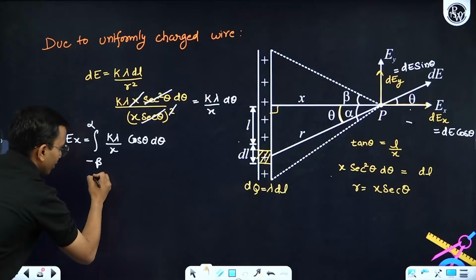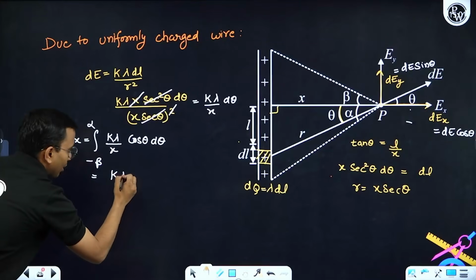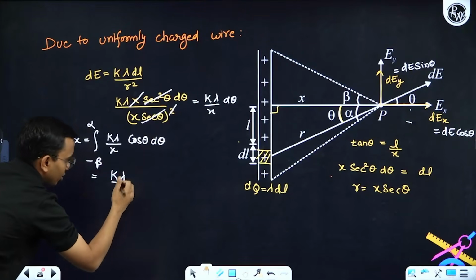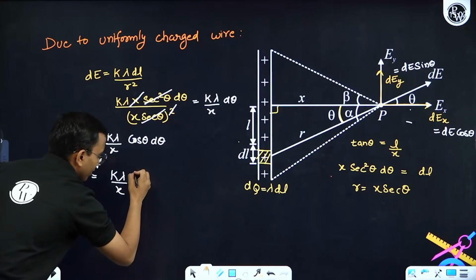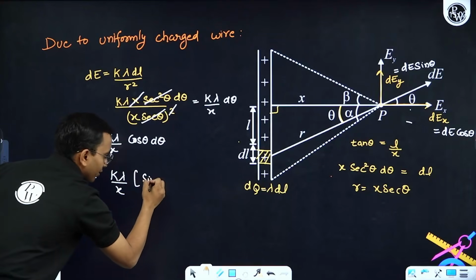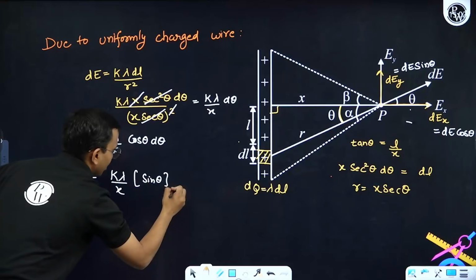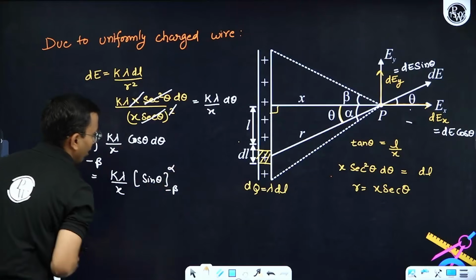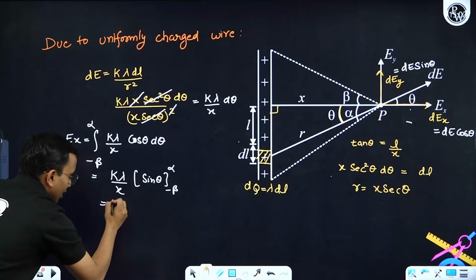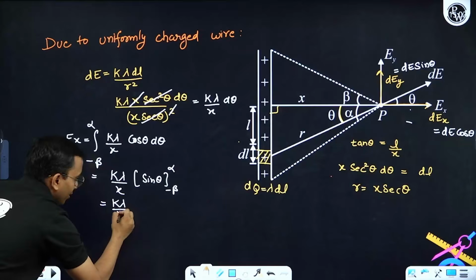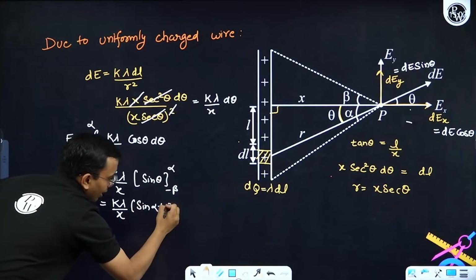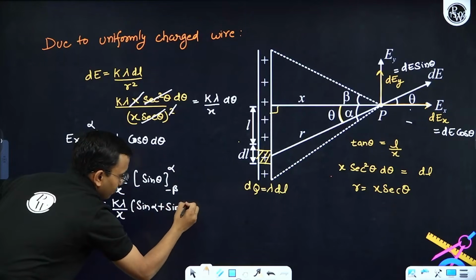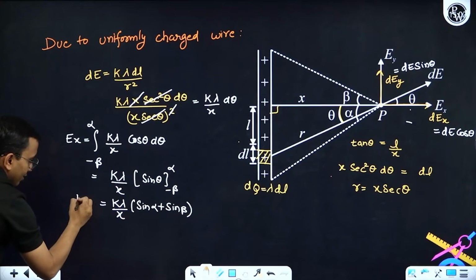Write it here. K lambda by x is a constant, x is not changing. Cos theta integration is sin theta, from minus beta to alpha. So this will become K lambda by x into sin alpha plus sin beta. This is Ex.